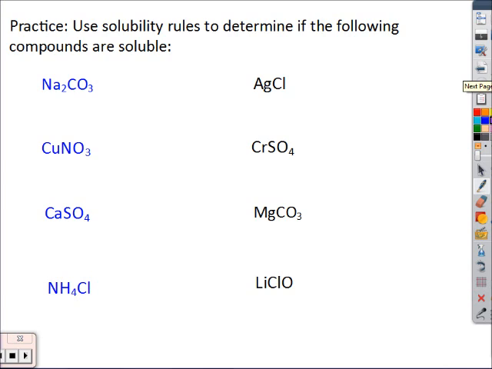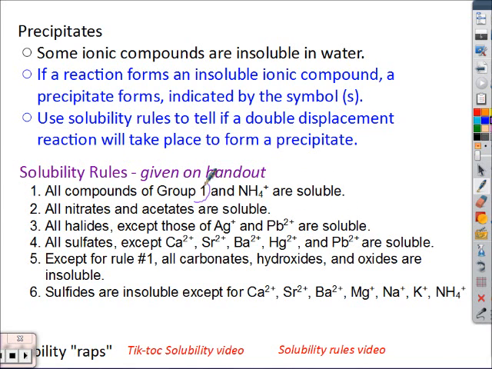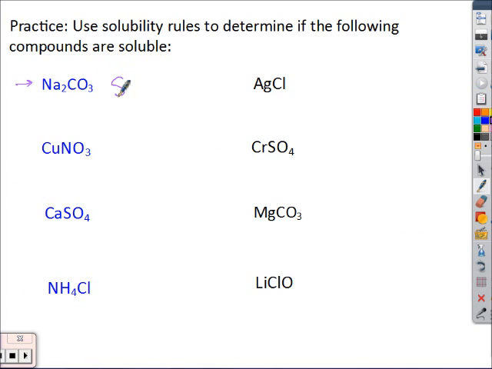So what I want to do is be able to use our solubility rules to figure out if compounds are soluble or not. If I look at the first compound, Na2CO3, and I want to say, is it soluble or not? Well, I'll go back to my rules. Na2 is a group 1 compound. Therefore, I don't have to go any further. I say it is soluble.